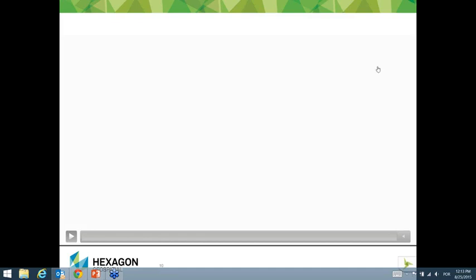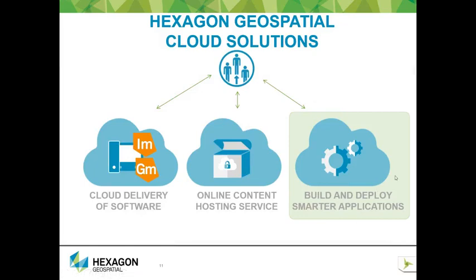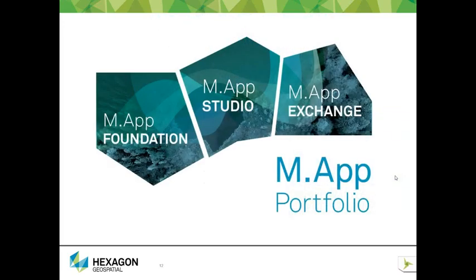Okay, so this was our hosting solution. The third pillar is the cloud platform for building and deploying lighter applications, web and mobile applications. Let's take a closer look. We call this cloud platform the Map portfolio, and the Map portfolio is based on three main components: the Map Foundation, the Map Studio, and the Map Exchange.